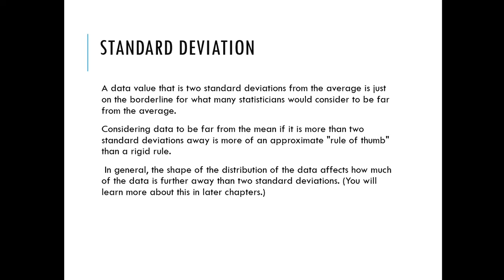So a data value that is 2 standard deviations from the average, whether below it or above it, is considered far from the average. So if you look at something that's outside of 2 standard deviations from the mean, we see that as a data value that we really need to look at because it's not normal. Because in the real world, we say that 95% of the data is going to fall between 2 standard deviations below the mean and above the mean.